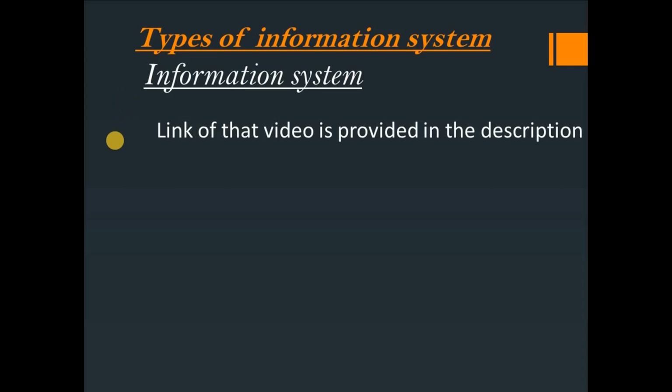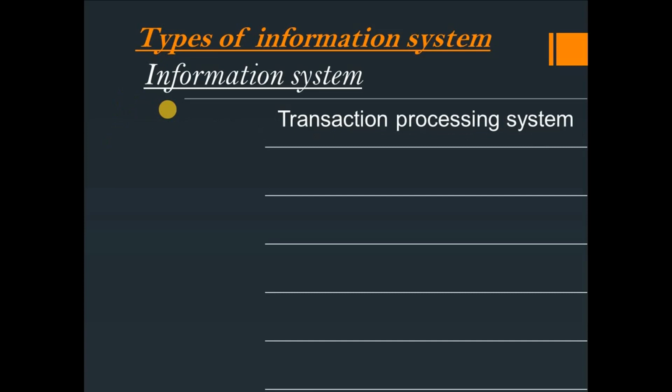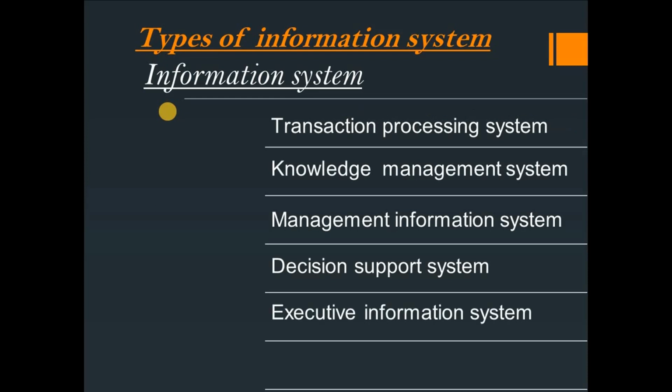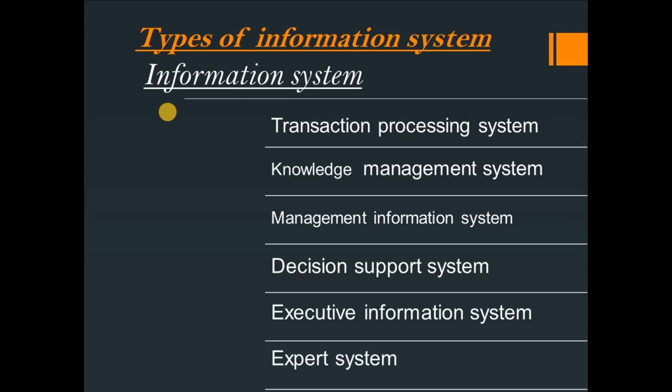There are different types of the information system based on their functionality and the scope of their implementation. For example, transaction processing system, knowledge work system, management information system, decision support system, executive support system and the expert system. In this video we are going to talk about the transaction processing system in detail. We will study the other types of the information system in the upcoming videos.